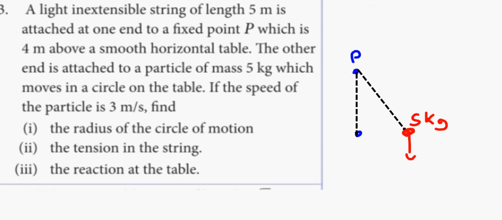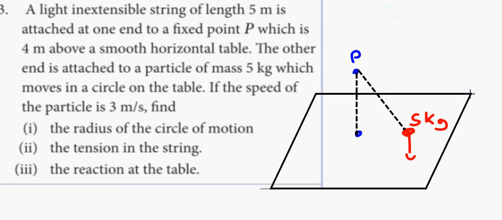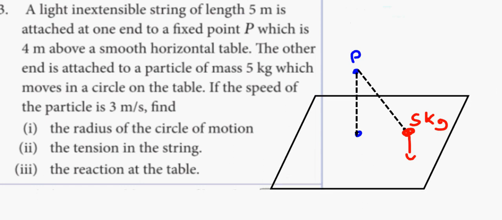So because it's on a table, I'll need a parallelogram. There's your 3D table. And once again, it's doing circular motion in a circle. So the helicopter point of view, if you're directly above it, is that it's a perfect circle. Is that okay with you guys?